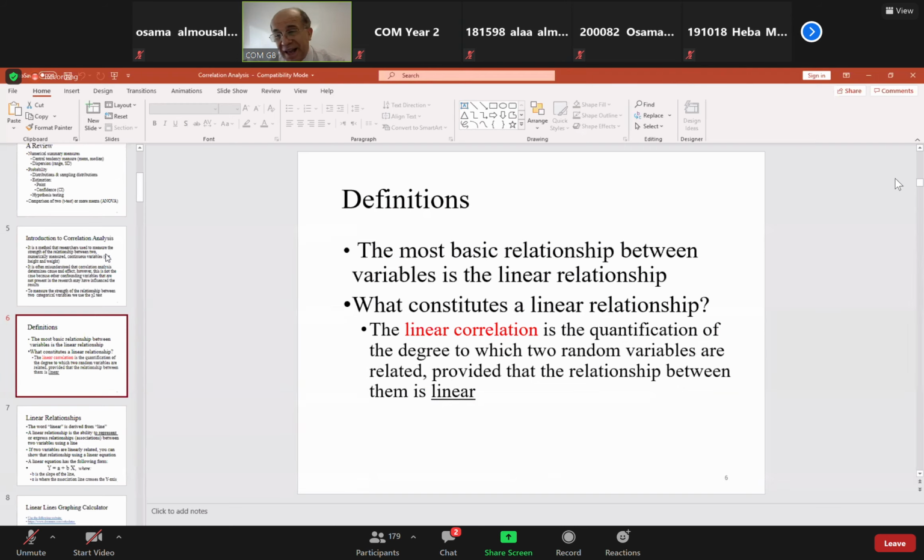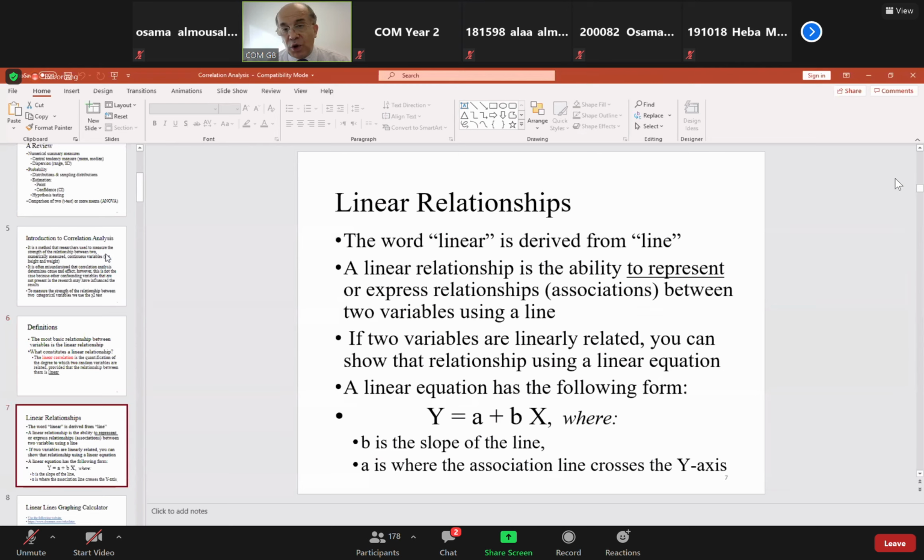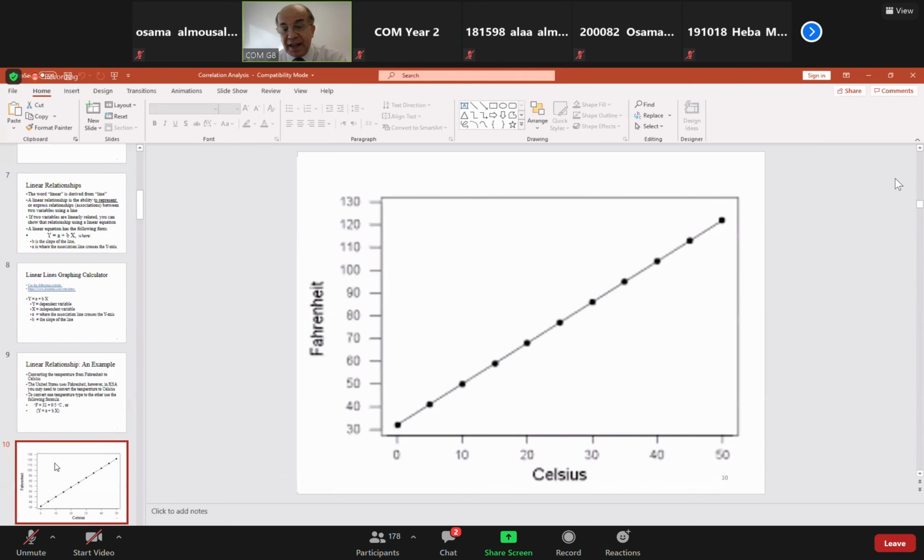So this is now, and again, I am reviewing high school material, so please read it at home and enjoy it. If you have any question, come back, but it's very simple. And this is the linear equation as you know it, y equals a plus bx, and they told you also that b is the slope of the line, and a is where the association line crosses the y-axis, okay? So that's the equation. And if you solve this equation, you get a line similar to this line. The equation that helps you draw this line is this kind of equation.